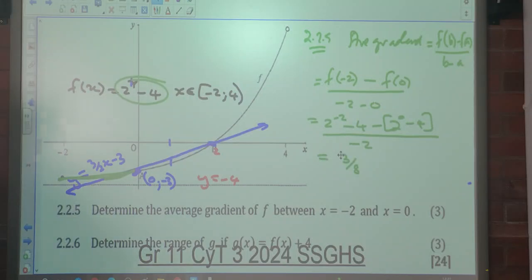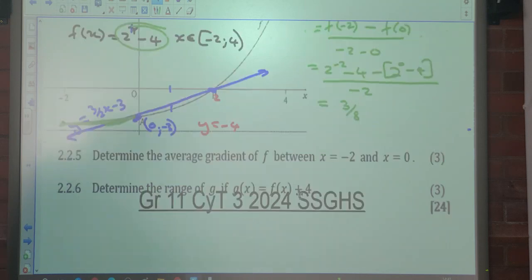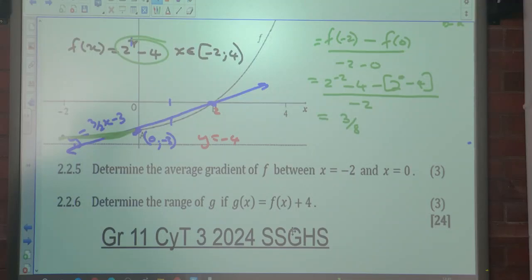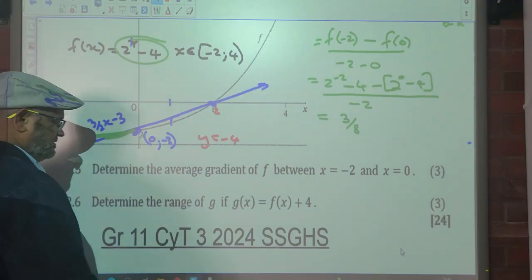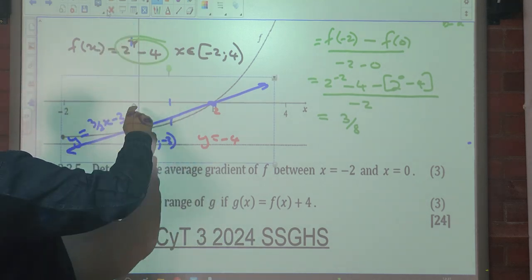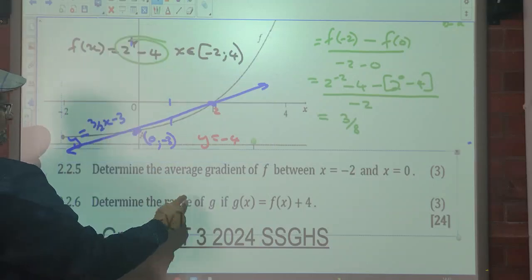2.2.6. Determine the range. People, what is the range of f of x as it stands here? Y must be greater than negative 4. That's the range of f of x. No? But because the graph is cut here, can you see it? The graph is actually cut here. Well, the graph is restricted. Let's even take all of this out.